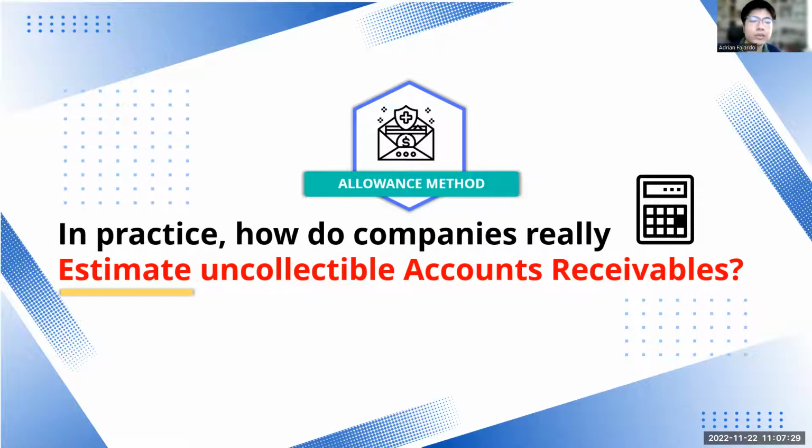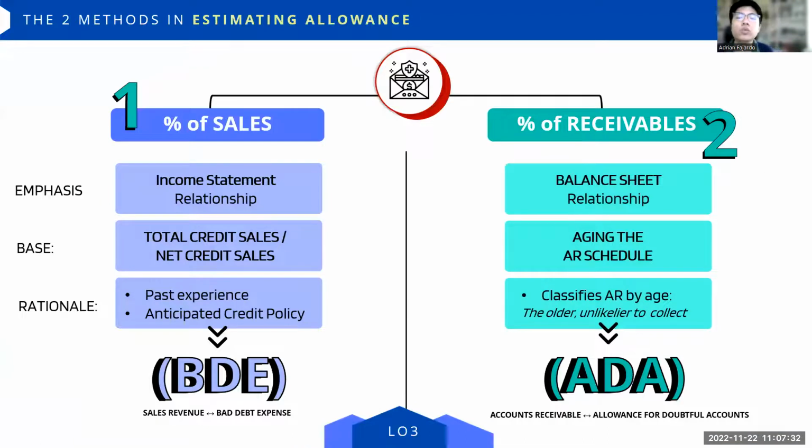Okay? So in allowance method, there are two ways to estimate your bad debt expense and your ADA. Now, depende on the method you use, iba yung makukuha niyong number. So, let's first focus on percentage of sales. If you're estimating in the percentage of sales, what your emphasis is would be the income statement relationship. Sales is what? Sales revenue. Saan mo mahanap ang sales revenue? Sa income statement. So your base for percentage of sales would be total credit sales and net credit sales.